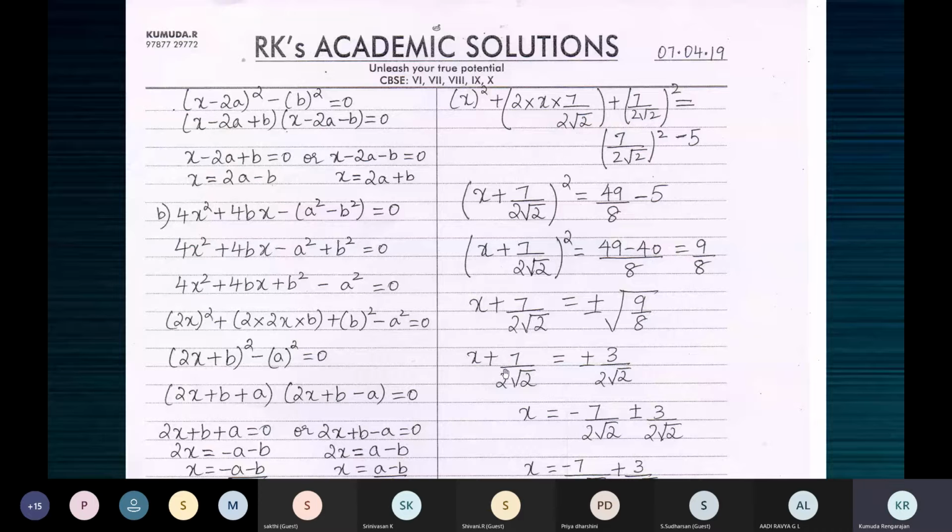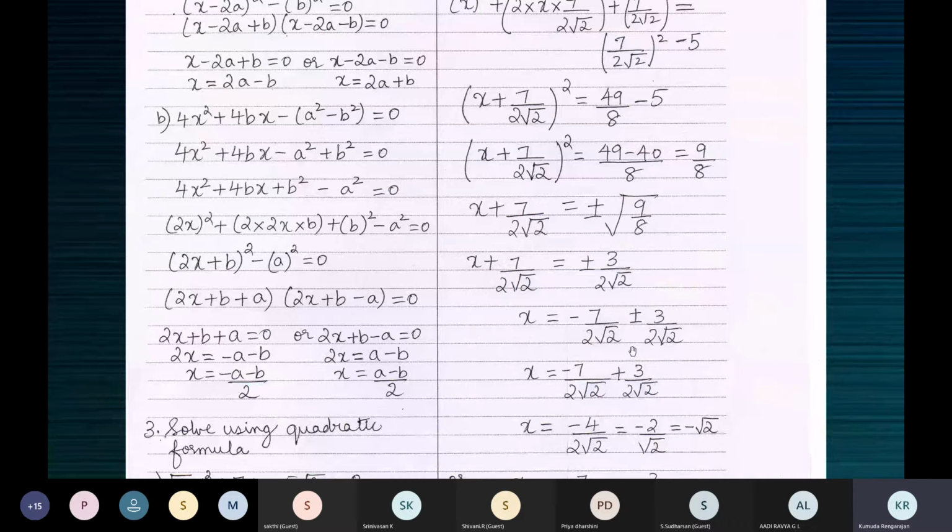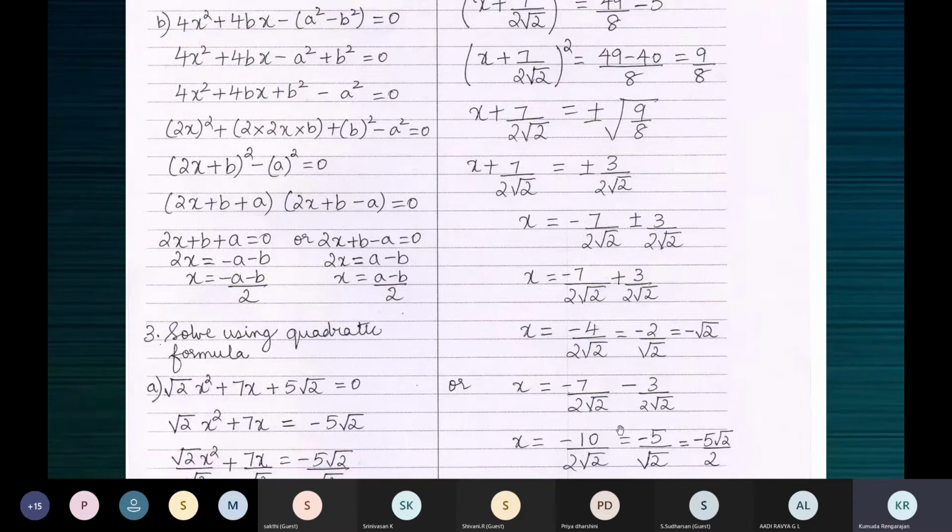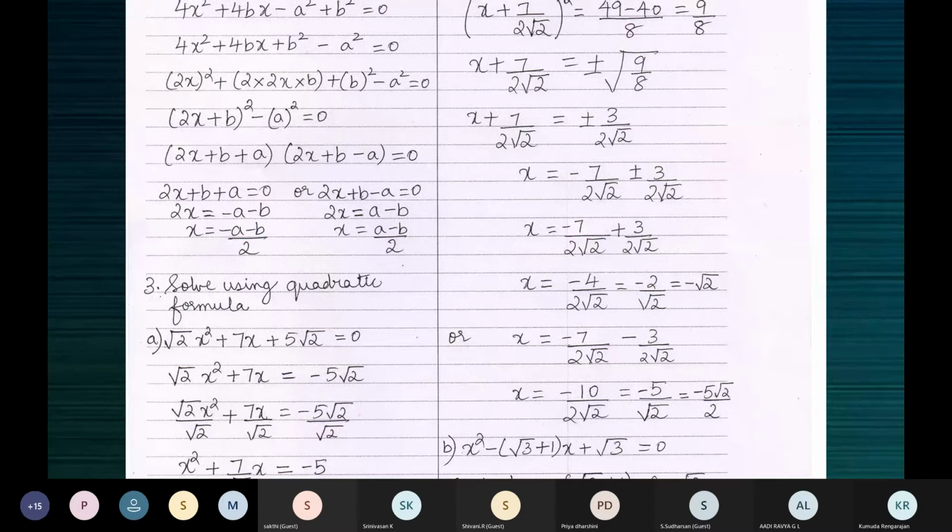Then we are solving for x, so transpose this one, 7 by 2 root 2. Work with the plus sign, then again with the minus sign. Values of x: x is equal to plus or minus this one. So working x with the plus sign, we get minus root 2, and with the minus sign, we get minus 5 root 2 by 2.